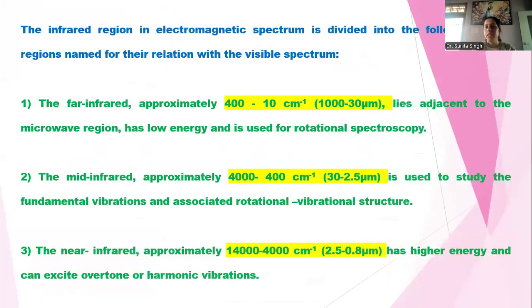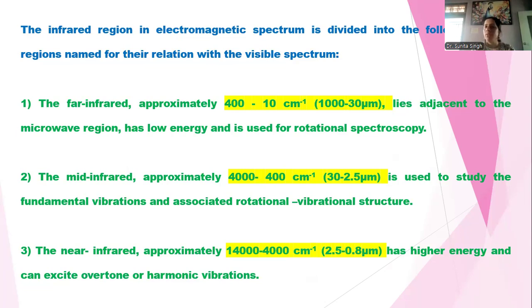The infrared region in the electromagnetic spectrum is divided, as I have already told: far infrared, which lies between 400 to 10 cm inverse, mid infrared, 4,000 to 400, and near infrared, 14,000 to 4,000. So the basic region which we usually use is the mid infrared region.